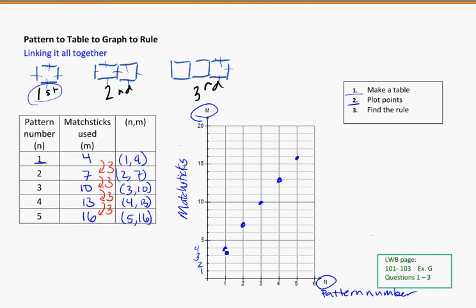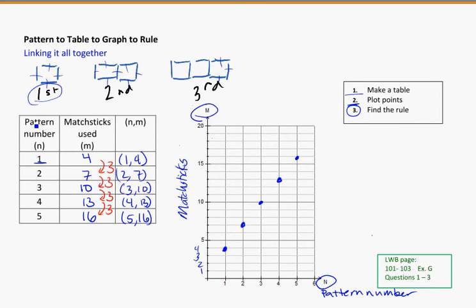So again, the points appear to fall in a straight line, and that's going to happen because we're looking at what we call a linear pattern. We're going to be asked to find the rule as well, but before we do that, I just wanted to pause for a moment and look at this again. You'll notice that between each point, we have indeed gone up by 3 every single time, from 4 to 7, from 7 to 10, from 10 to 13, and from 13 to 16. That same going up by 3 every single time.